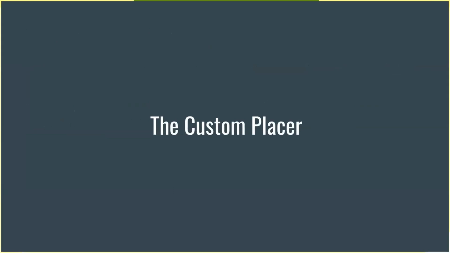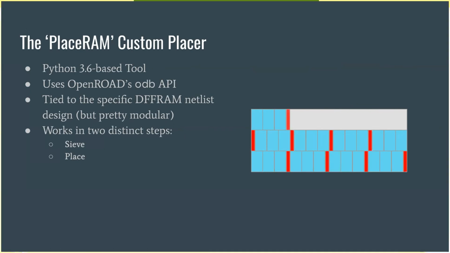But yeah, this is the beating heart of the DFFRAM project, which is the custom placer. It's a Python 3.6 based tool that uses the OpenDB API, and it is tied to the specific handcrafted DFFRAM netlist, but it's pretty modular, so it can pretty easily adapt to changes or expand, shrink, etc. Now, it works in two distinct steps, sieving and placing. We'll get to those in a moment.